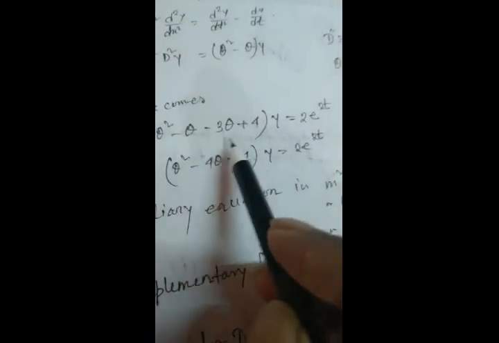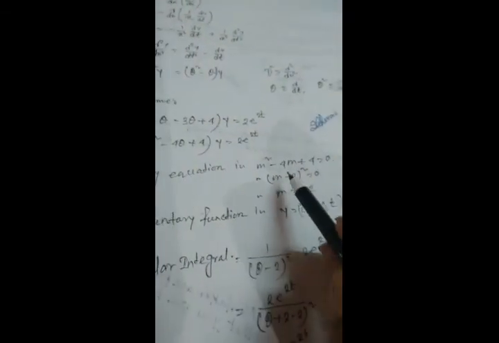So here minus 3 theta and plus 4y is equal to 2, and since here x is equal to e to the power t, now x square is equal to e to the power 2t, so this will also be changed here to e to the power 2t. After simplification we get theta square minus 4 theta plus 4y is equal to 2 e to the power 2t. So now this is converted to a simple linear differential equation with constant coefficients.